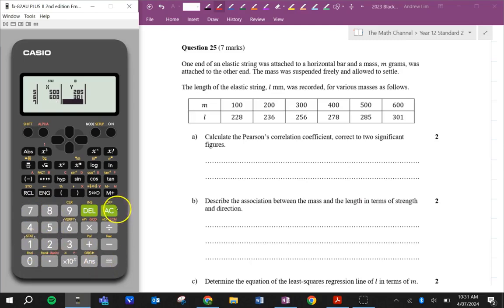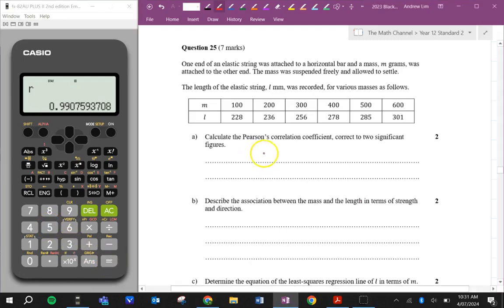Right, so to get our results from bivariate data, press AC, Shift 1 because that's stats in yellow, where we get all our answers for stats. 5 for regression. And Pearson's correlation coefficient is number 3, it's R, so we press equals. So two significant figures, so that's 0.99.